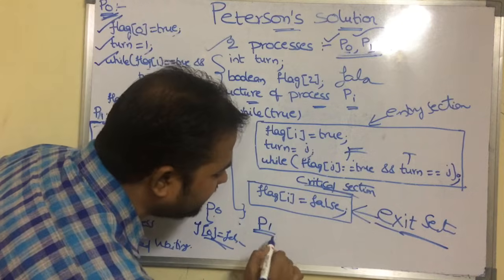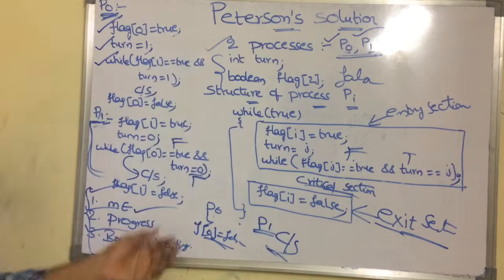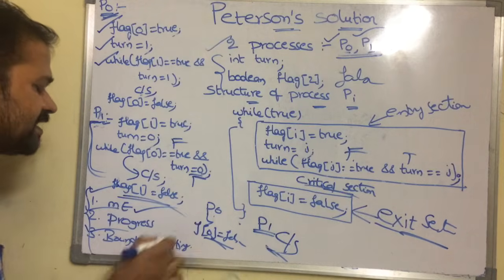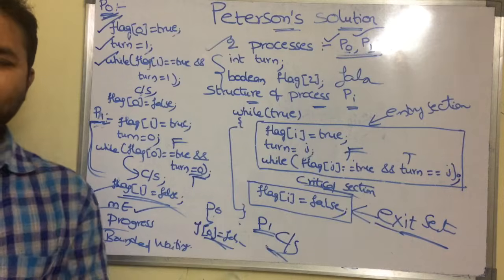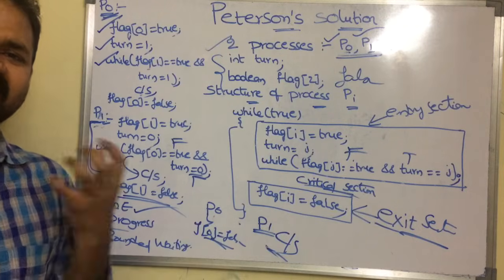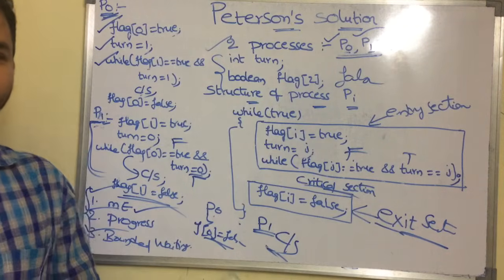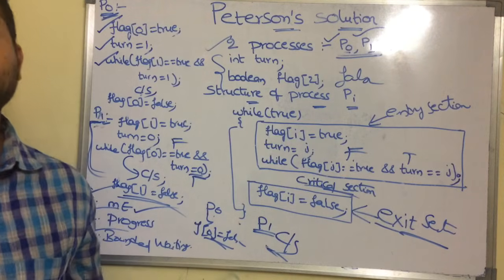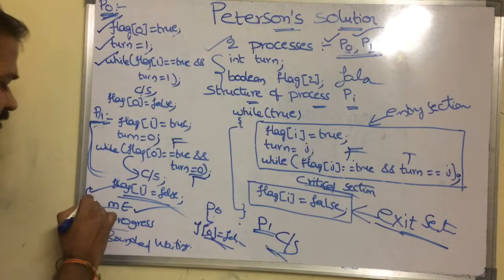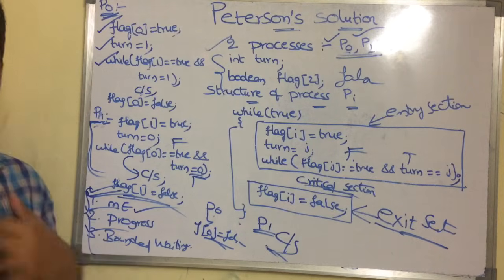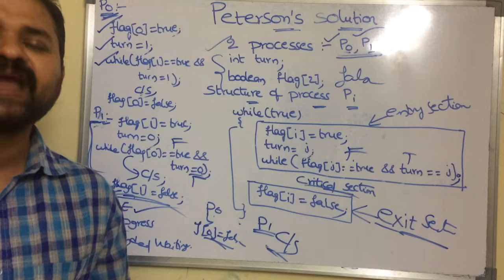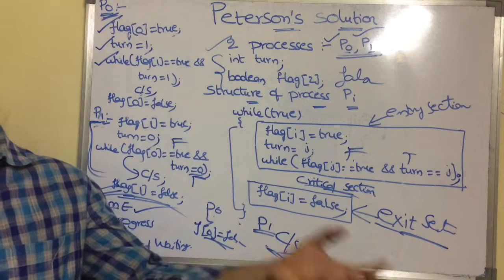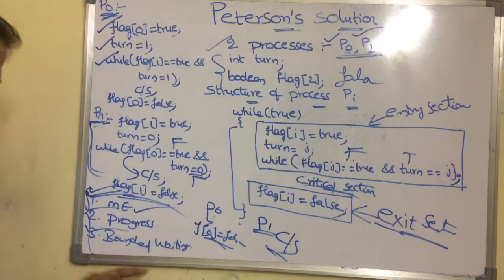Now P1 is in the critical section. Now P1 completed all its operations and after that it executes a statement called flag of 1 is equal to false. So with this we can conclude that at a time either P0 or P1 can enter into the critical section. So we can say that the first condition, that is the first requirement, mutual exclusion, is satisfied. At a time either P0 or P1 can enter into the critical section.